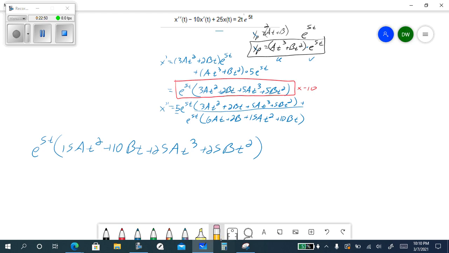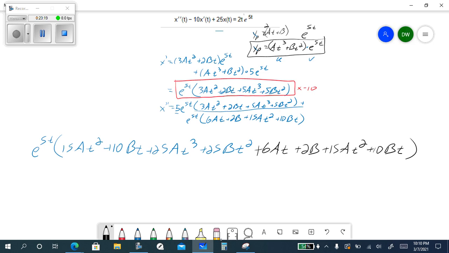And then we're going to add that with this parenthesis. We've taken the e to the 5t out front, so then we have 6a t plus 2b plus 15a t squared plus 10bt. So this e to the 5t went out in front of all of that.